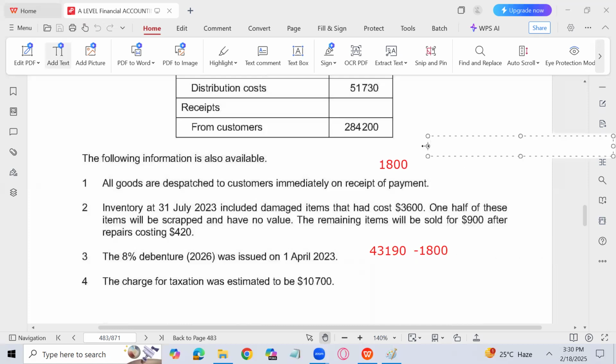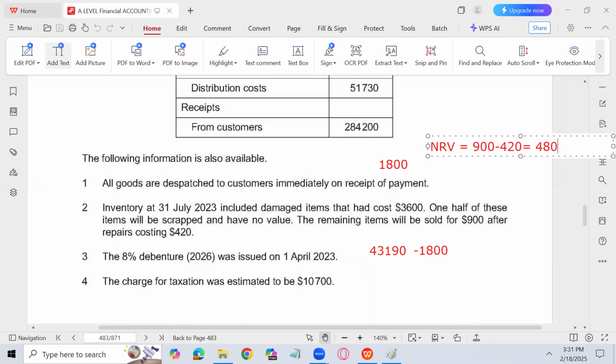So what I will do, I have to calculate NRV, market value, which is 900 minus cost to sell, which is the repairing cost, that is 420. So what is the amount? Sorry, 480. So instead of 1800, that inventory should have been written with an amount of 480 rather than 1800.